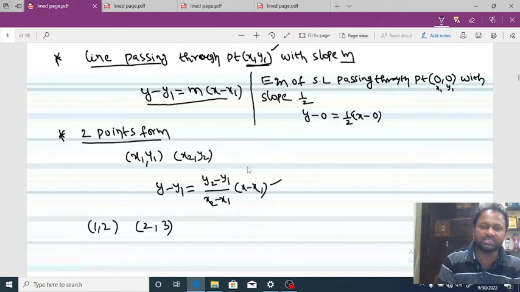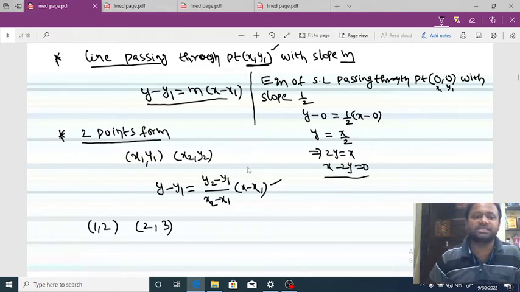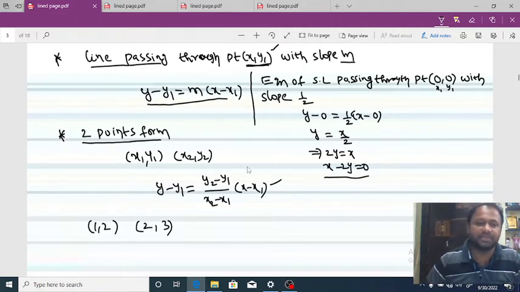X1 is nothing but 0. So by this we can say that y is equal to x by 2. Here we can write it as 2y is equal to x, or x minus 2y is equal to 0. This is the form of the straight line, whenever one point is given.